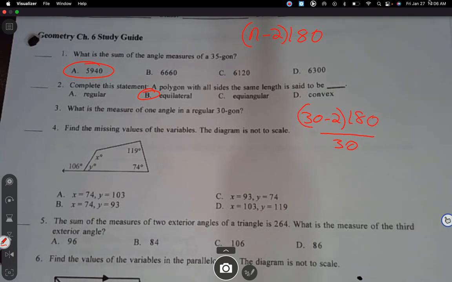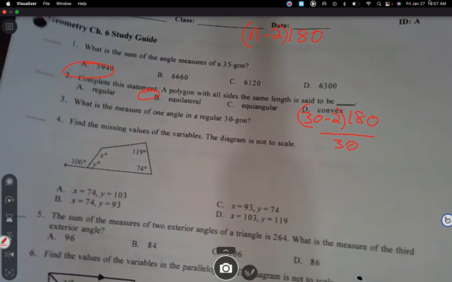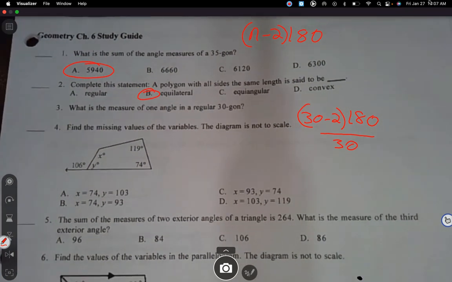And then take that number. Once you find that, isn't it 5,040? Let me see. I don't have a calculator or answers up here, so let me get my answers out. This is number 3. Yes, it's 5,040. You divide it by 30 and it's 168.